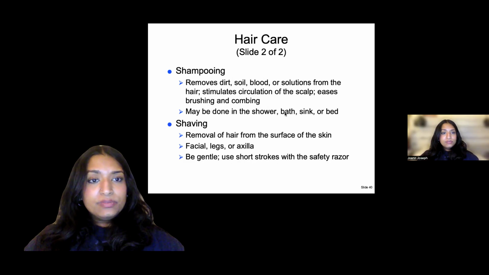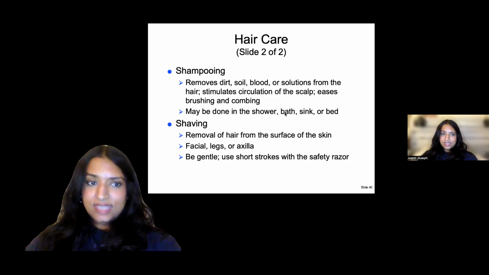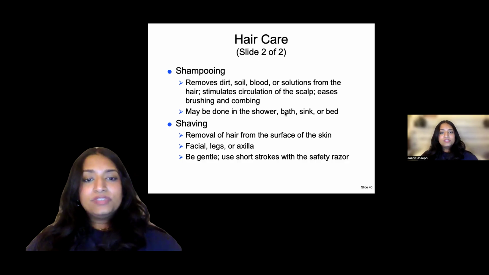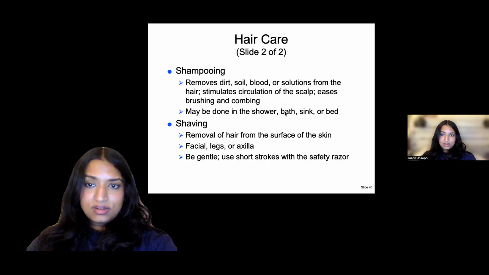Shampooing removes dirt, soil, blood, or solutions from hair, and stimulates circulation of the scalp. It eases brushing and combing. It can be done in the shower. Shaving is the removing of hair from the surface of the skin, facial, legs, or axilla. Be gentle. Use short strokes with a safety razor.